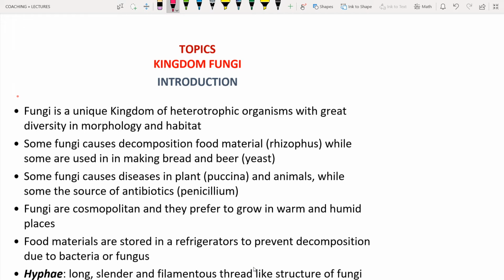In the last lecture we discussed protista. Now we are moving to the kingdom fungi, and before we discuss the classification of fungi, we will discuss some important introduction about the kingdom fungi.